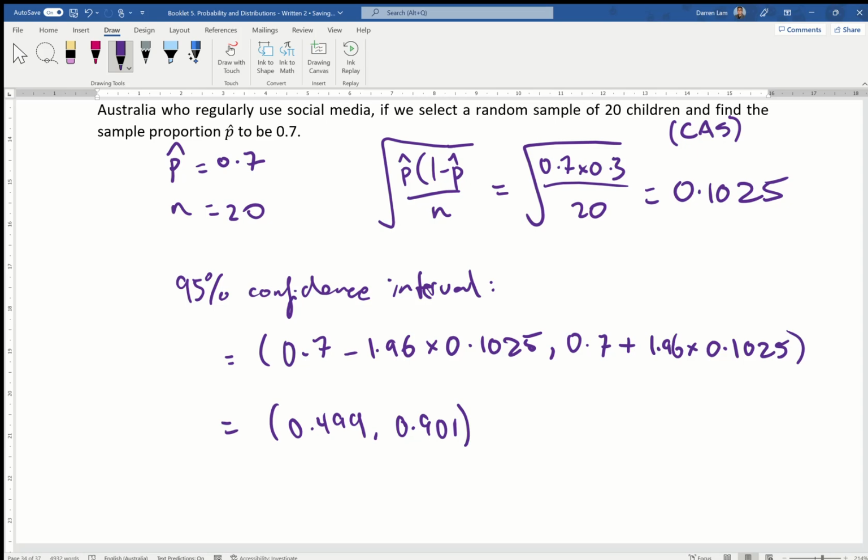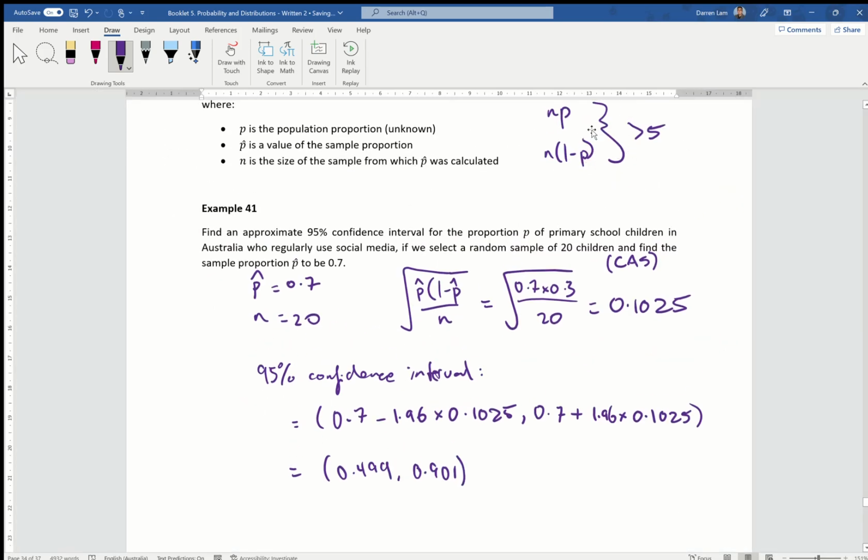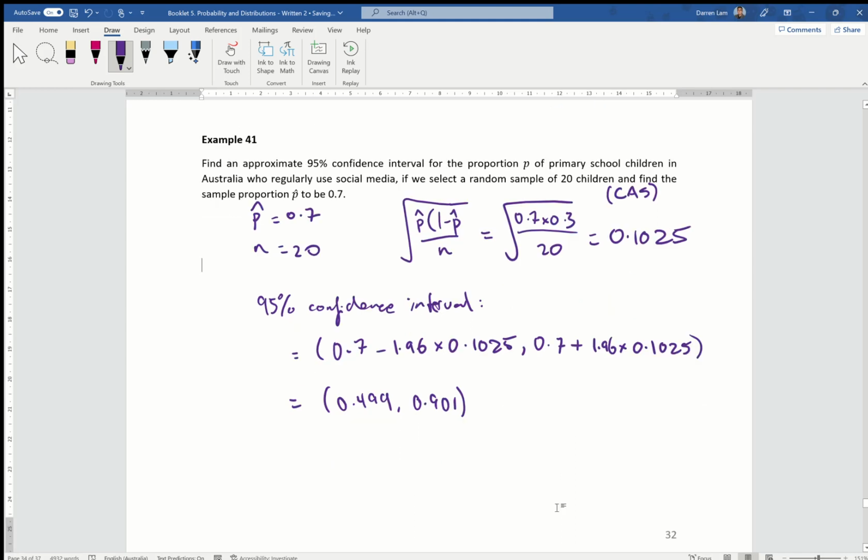Do note, however, also that if we put in n times p and n times 1 minus p, we do get a value greater than 5. Just note that as well. If I was to interpret this, I would say that there is a 95% confidence that the actual proportion will be between 0.499 and 0.901. It's quite a large range, isn't it?